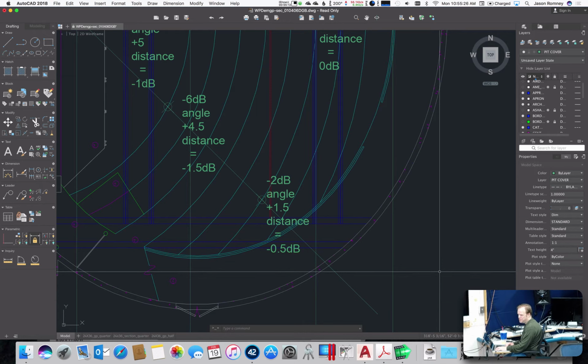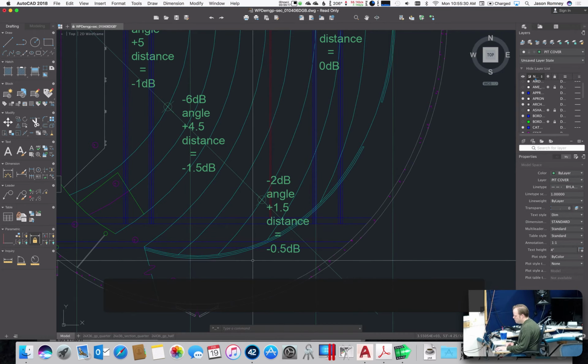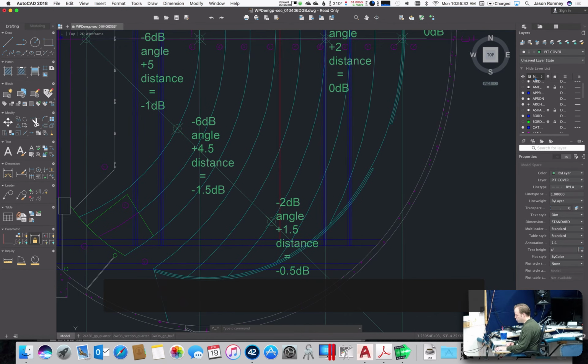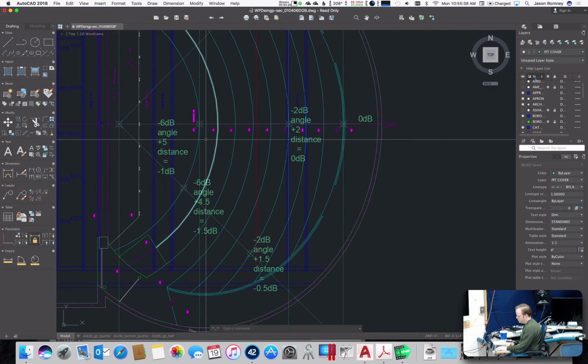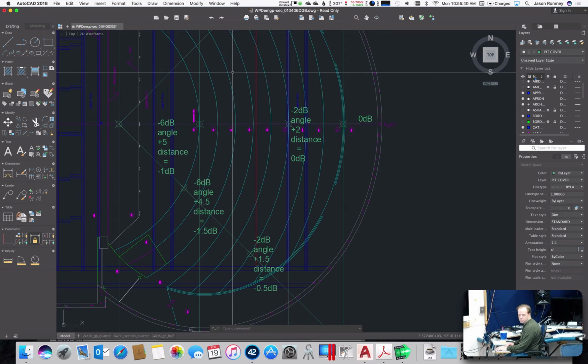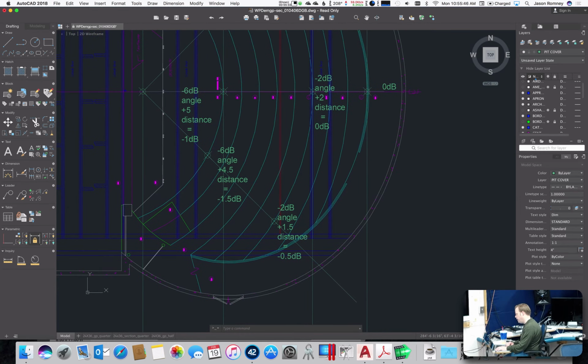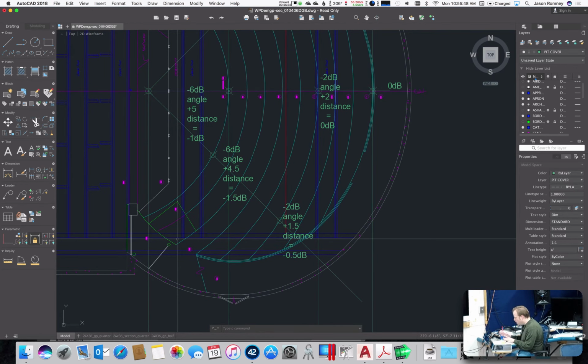Everybody with me? Have I lost anybody? Please tell me if I've lost you. Okay, so far so good. Within that area where we said we are more or less on axis, and because this is symmetrical, we could flip this to the other side of the theater and be the same. So we only have to really solve one side of it, and we'll have the other side automatically. So far, we are within 1.5 dB at 4K. That's pretty good. Would you agree?